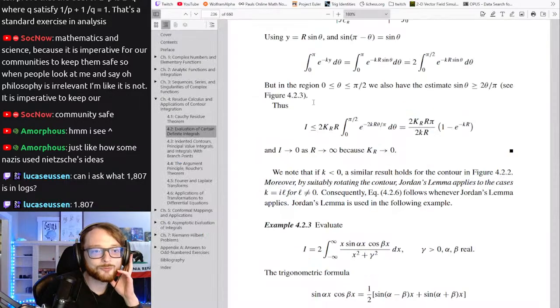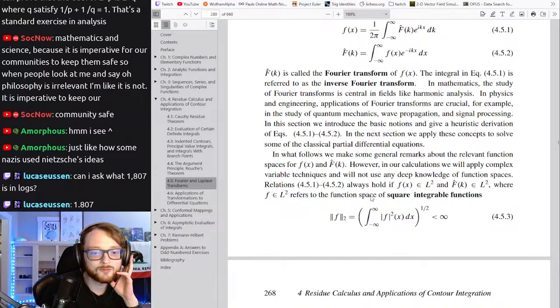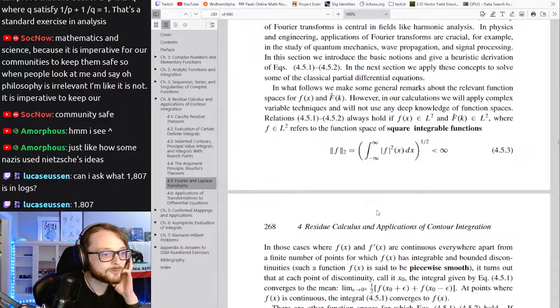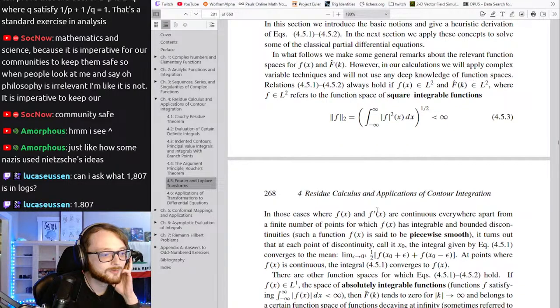Wait, what thing was I just reading about with Fourier? Oh, it's this. The space of square integrable functions is self-dual. Sure.